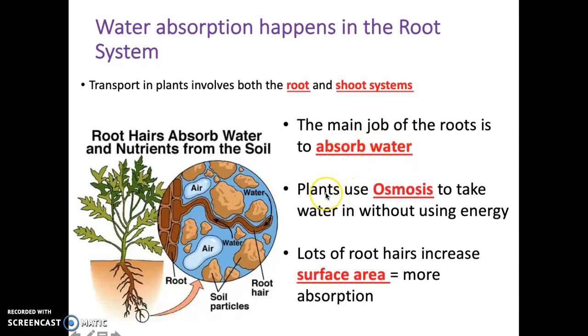The next thing is that plants are actually going to use the process called osmosis to take in this water without using any energy whatsoever. So whenever there's enough moisture around the plants or around the root hairs, this water will automatically go inside of the root, simply because there is a higher concentration of water outside of the cell than inside of the cell. Because of this process, plants don't need any energy whatsoever to absorb the water.